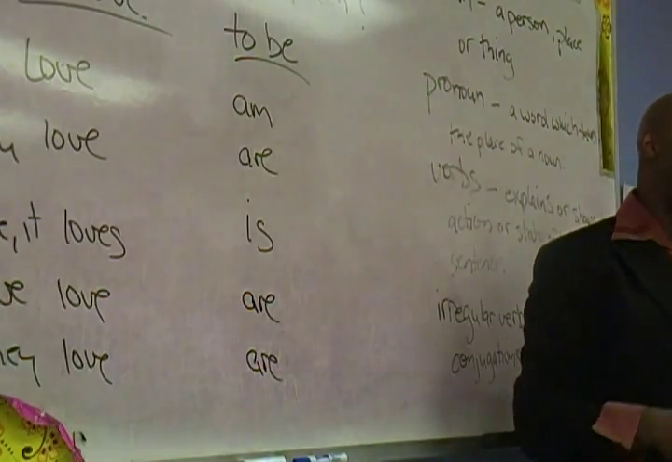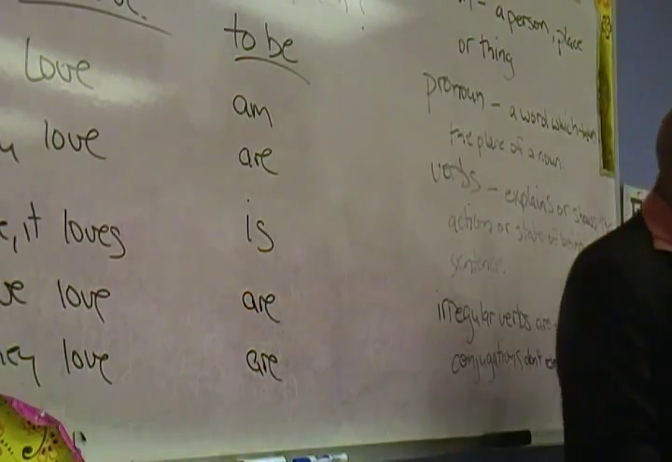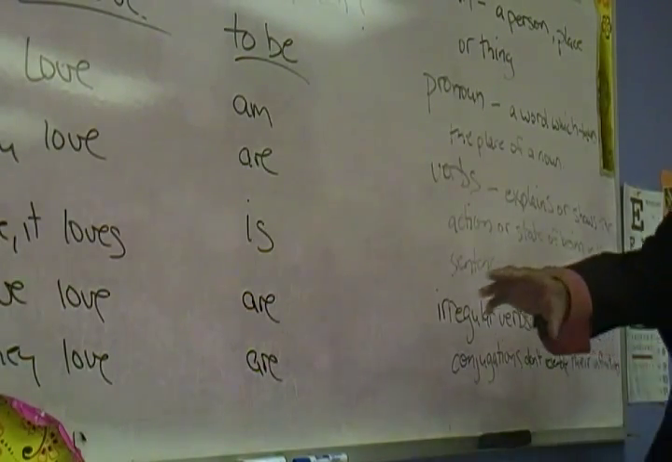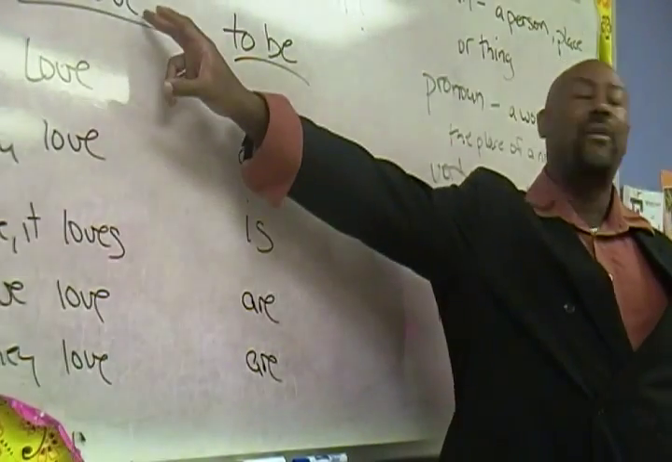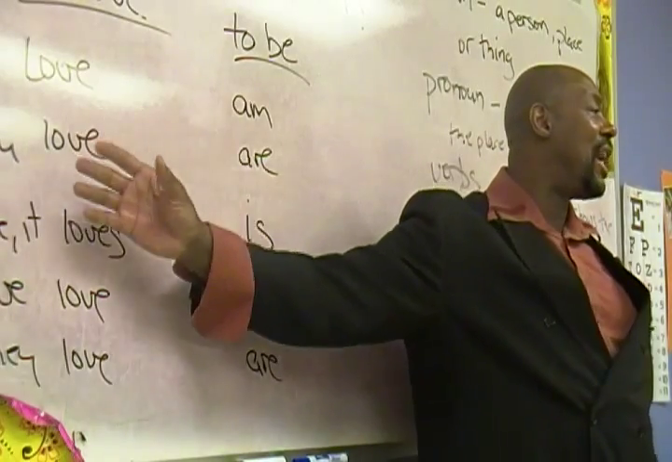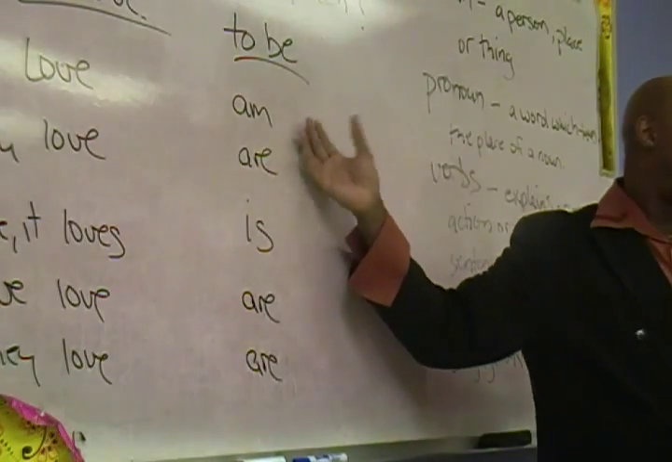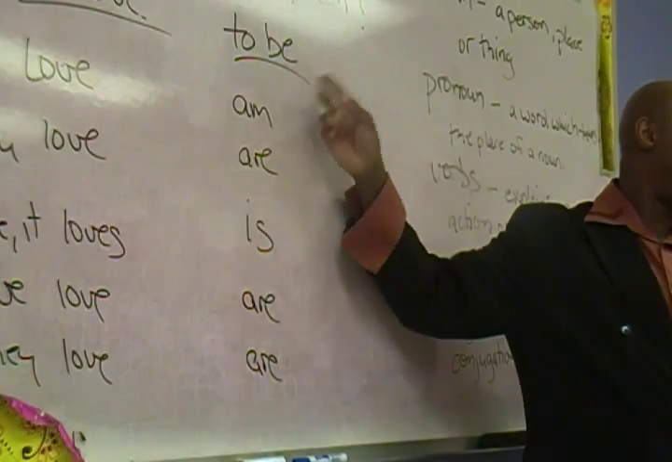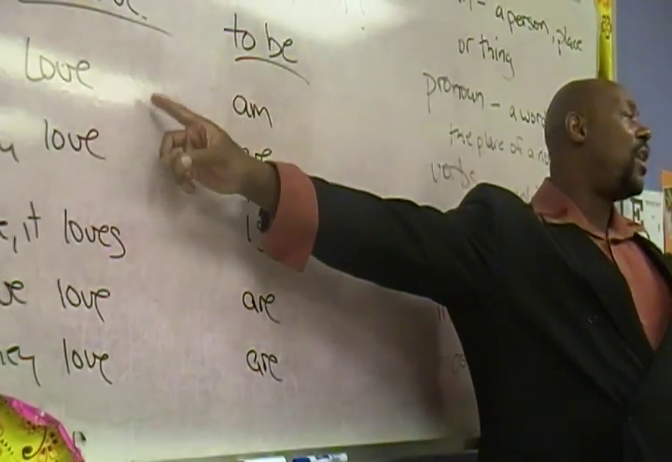You don't say I be, you be, we be. It doesn't resemble. Look at these. These all look like love. This is to love, so it's easy to conjugate. I love, you love. Everything's got love in it. This one, nothing's got be in it. So that makes this irregular. This is an irregular verb. That is a regular verb.